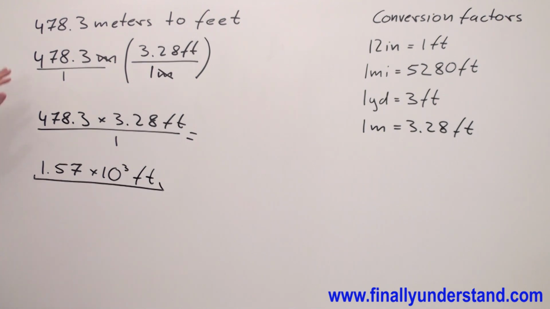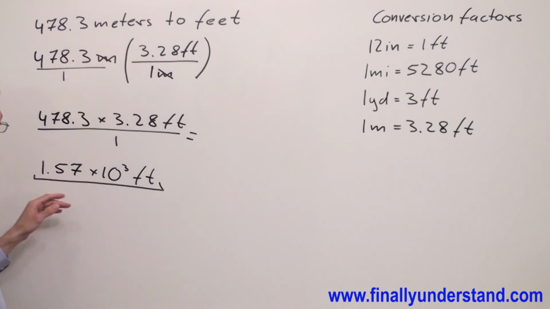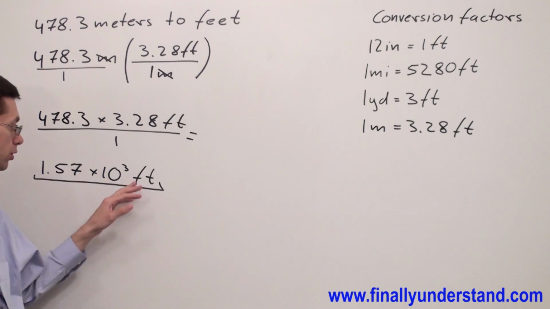It means that 478.3 meters is equal to approximately 1.57 times 10 to the third feet.